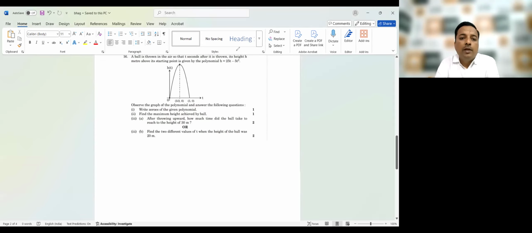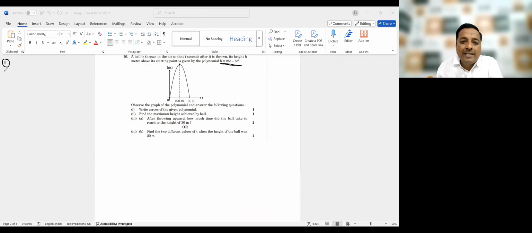See the question. A ball is thrown in the air so that t seconds after it is thrown, the height is h meter above the starting point is given by the polynomial h is equal to, is given that height. With the help of this formula, we have to find height. Write down the zeros of the given polynomial. How to write zero?